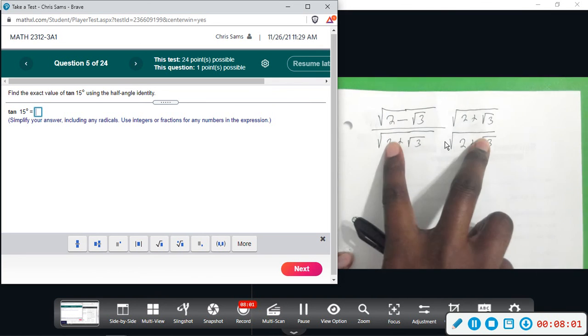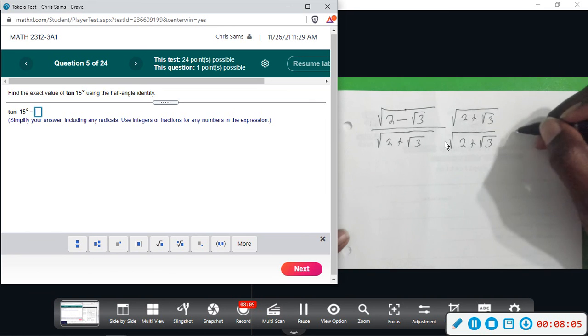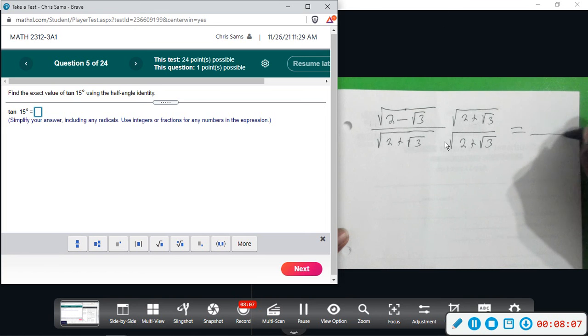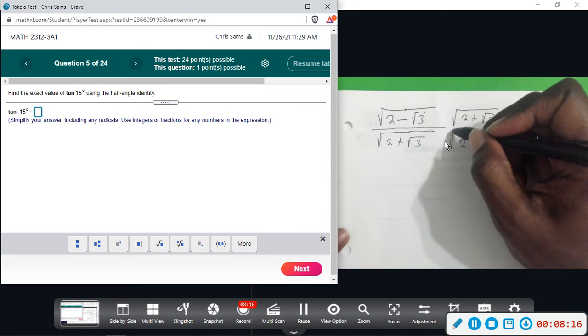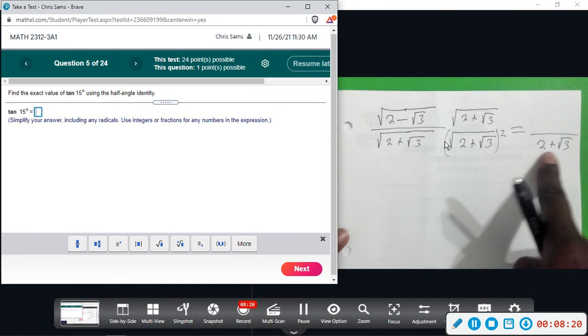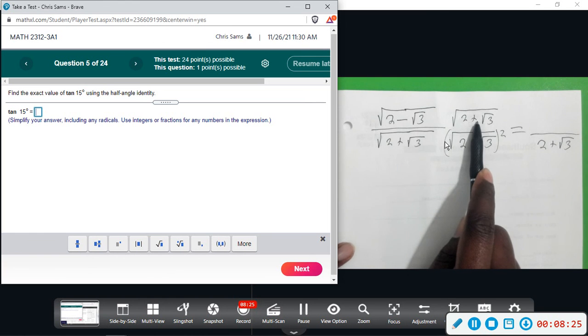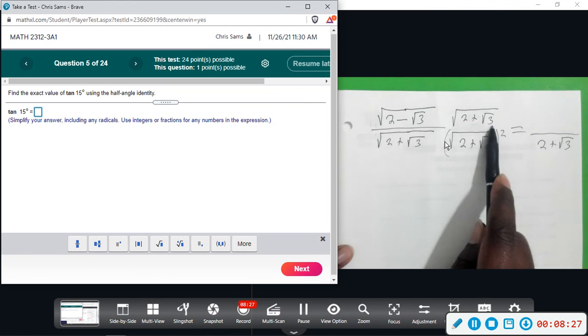When you multiply something times itself, it gets squared and the outer square root is gone. So on the bottom, we're just going to have 2 plus square root of 3, because this times this is basically this term squared. And when you square, you get rid of the square root, so you just have what's left underneath it. Now, both these terms being under the square root, we can FOIL and multiply them together.